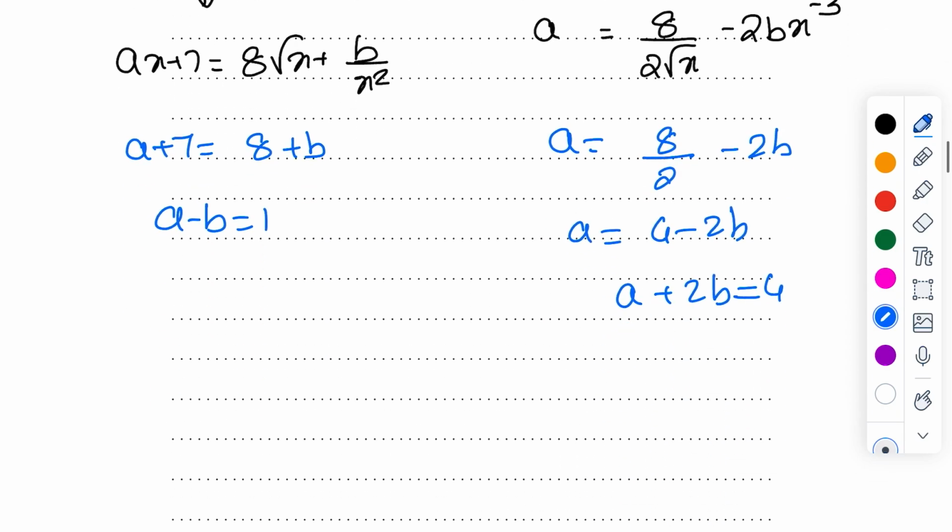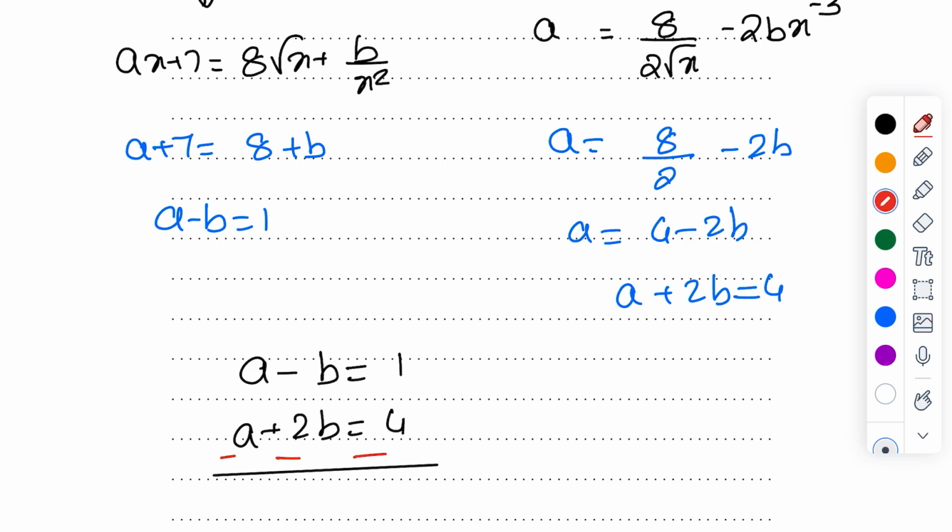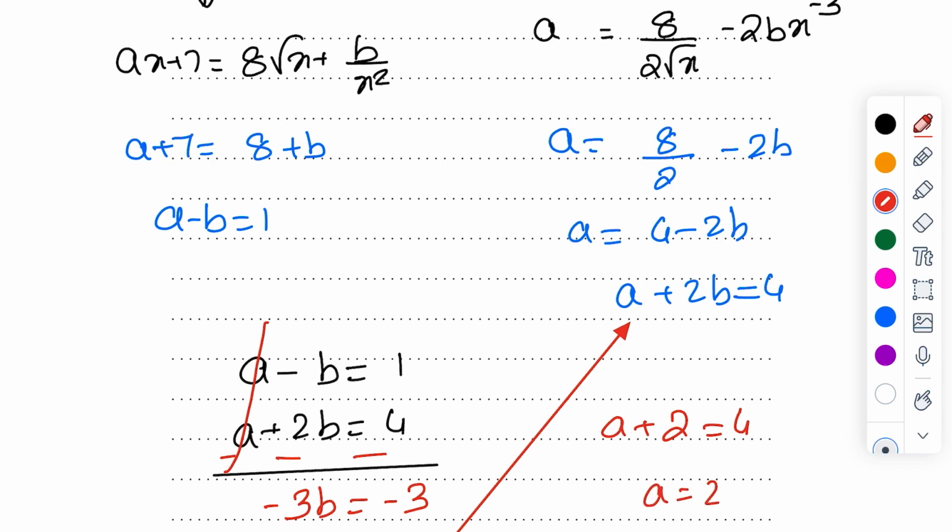I got two equations. I need to solve these two equations. a minus b equals 1. a plus 2b equals 4. I am going to subtract these two equations. Minus, minus, minus. a gets cancelled. Negative 3b equals negative 3. b equals 1. Plug in b equals 1 in any one of the equations. So you get a plus 2 equals 4. a equals 2.